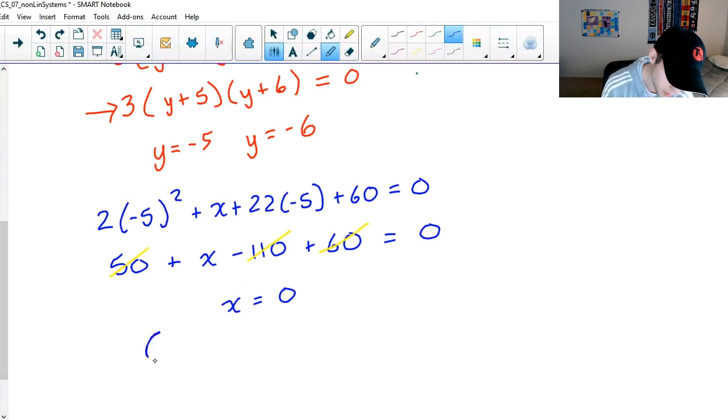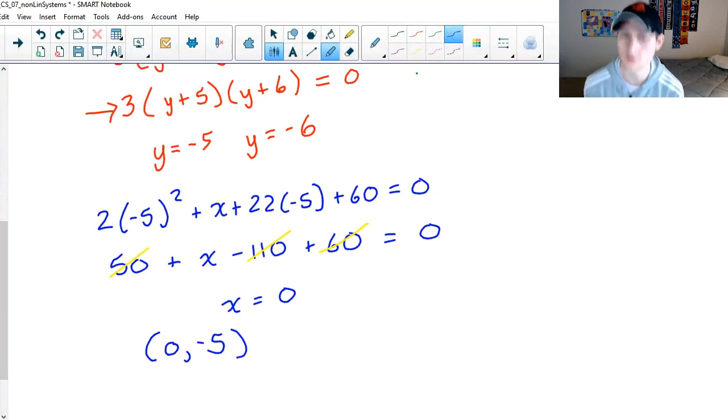So my first solution's point is -5, or no, sorry, not -5. Remember, the x value goes first, so 0. And then the y value that I plugged in to get that was -5. So (0, -5) is one of my solutions.